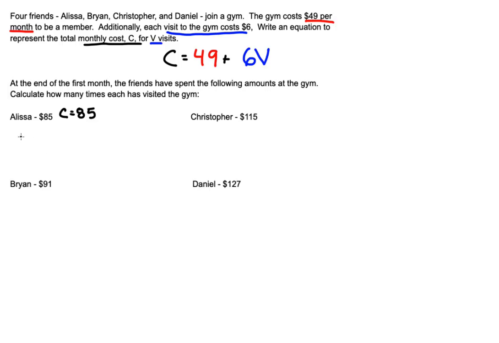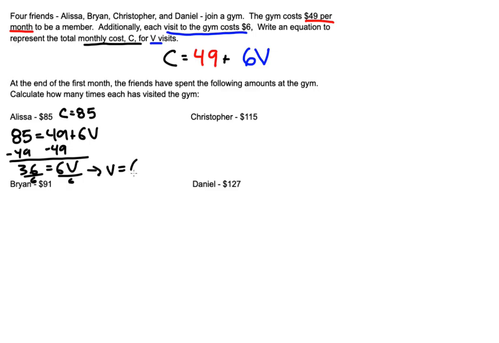So to solve this, what we could do is put in 85 equals 49 plus 6V. Now we have an equation, and we could solve that. We could subtract 49 from both sides. And if I do that, what's that? That would be 36. Then if I divide both sides by 6, I get that V equals 6. So we know that Alyssa visited 6 times.